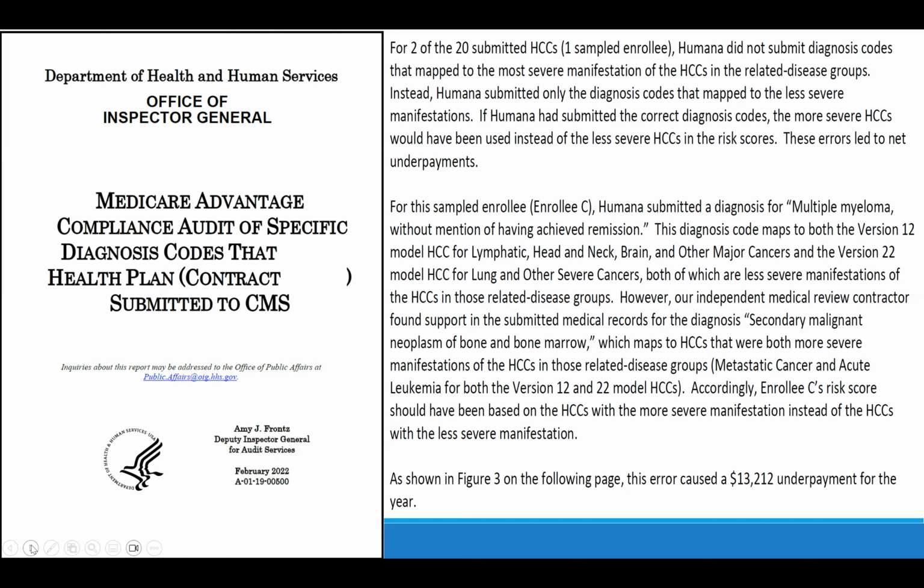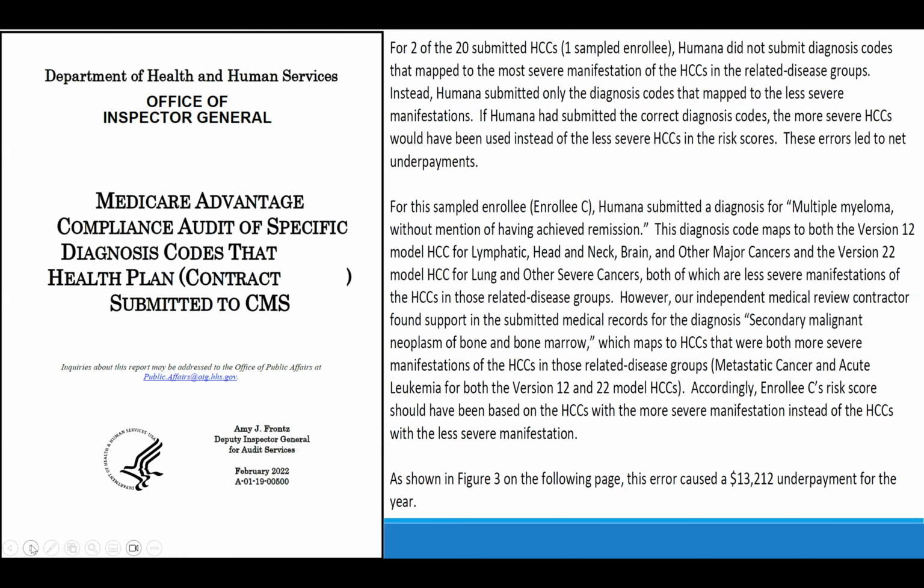However, our independent medical review contractor found support in the submitted medical records for the diagnosis secondary malignant neoplasm of bone and marrow, which maps to the HCCs that were both more severe manifestations of the HCCs in these related disease groups. Accordingly, enrollee C's risk score should have been based on the HCCs with the more severe manifestation instead of HCCs with the less severe manifestation. As figure 3 shows, this error caused a $13,212 underpayment for the year.